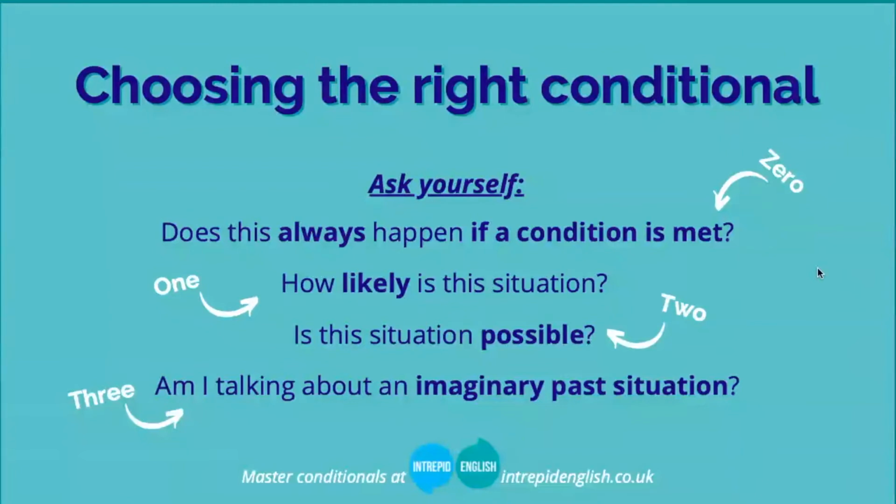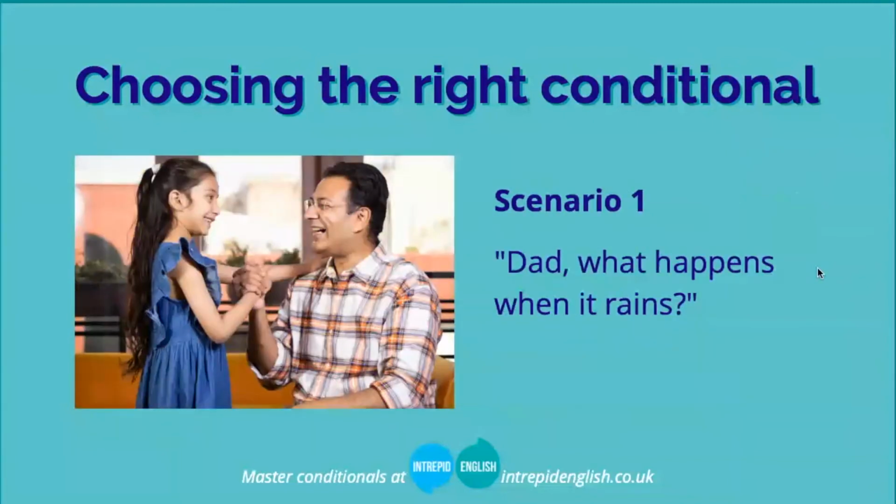So you can see here, we're moving from the zero conditional where something always happens if a condition is met. And then it becomes less and less likely until we get to the third conditional where it's a hypothetical past situation. So it can't be different. It didn't happen that way and we can't go back in time and change it. So we need the third conditional. So keeping those in mind, I've created some scenarios here that will help people to understand.